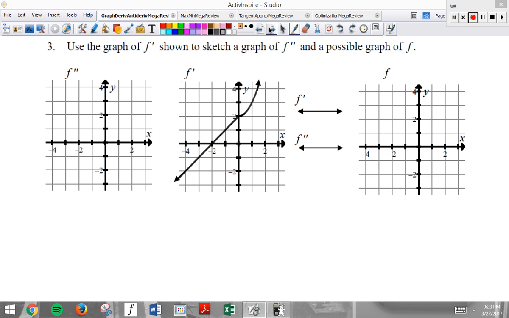Try this out yourself. Pause the video. Try to do your best to come up with both of these graphs and then come back to me. 3, 2, 1. Did you pause it? I hope so.